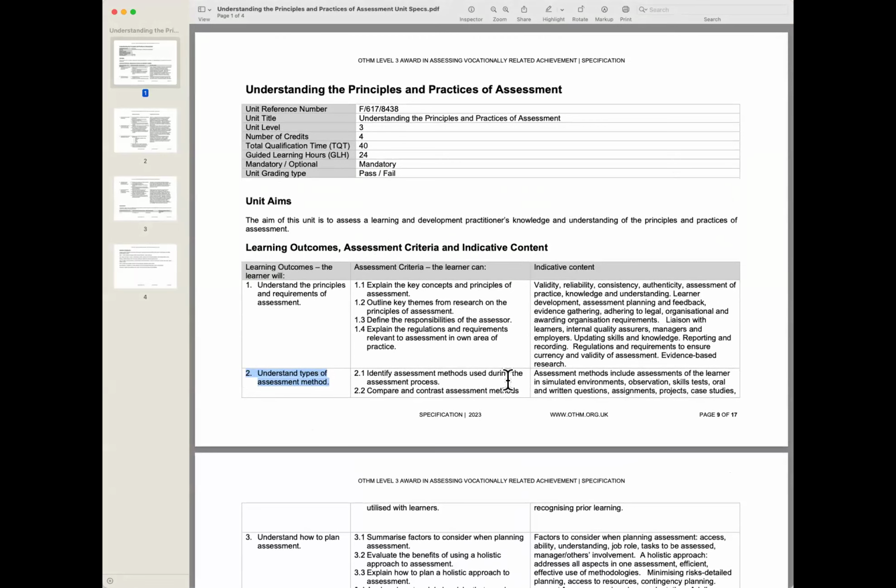First of all, we'll be looking at understanding broadly what assessment is and what the different types of assessments are. Then we'll go into the assessment criteria, which is identifying assessment methods that can be used during the assessment process. That means you need to appropriately design and use a form of assessment suitable for your learners. The second part is comparing and contrasting some of the assessment methods which could be utilized in assessing the work submitted by our learners.